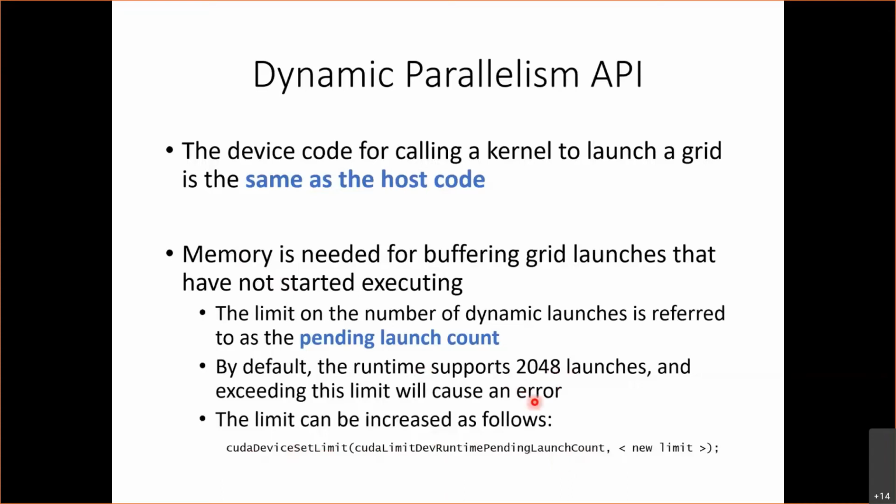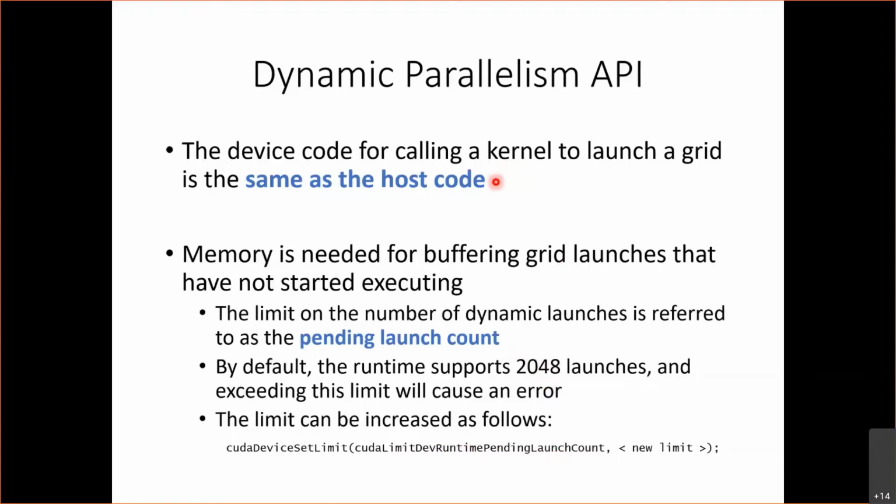Now, having 2,048 launches on the GPU is not particularly a good idea. If we're increasing this limit, we're probably doing something we shouldn't be doing anyway. But just for demonstration purposes, I will increase this limit, and later on we'll see how we can go below this limit without having to increase the pending launch count. Let me first start with the device code for launching a grid, and then I'll go back and see how we deal with this limit on the number of launches.